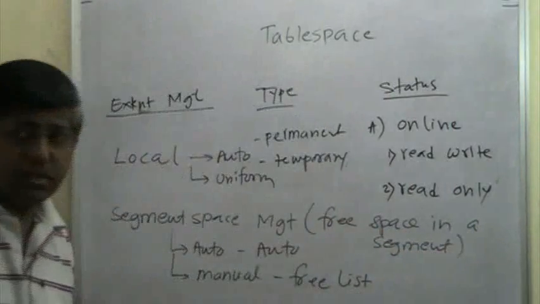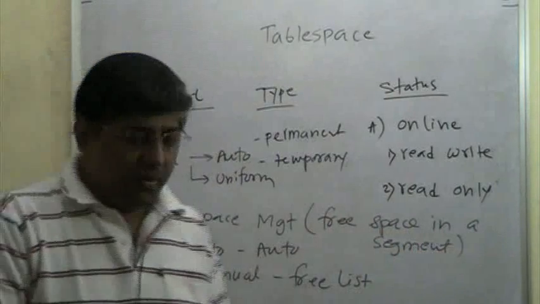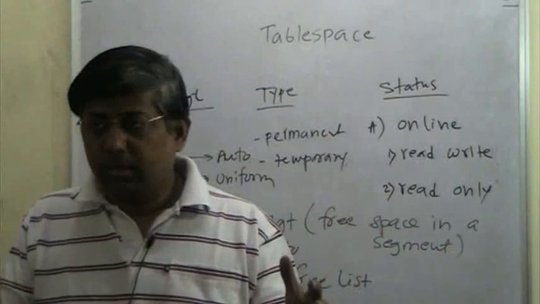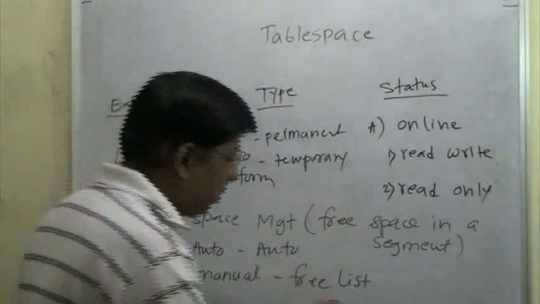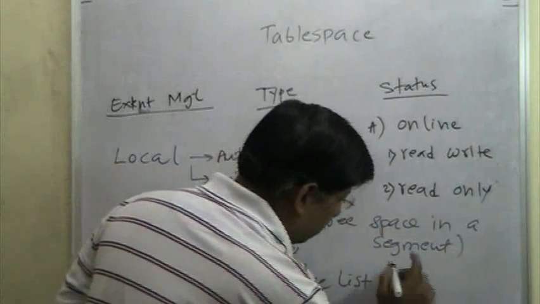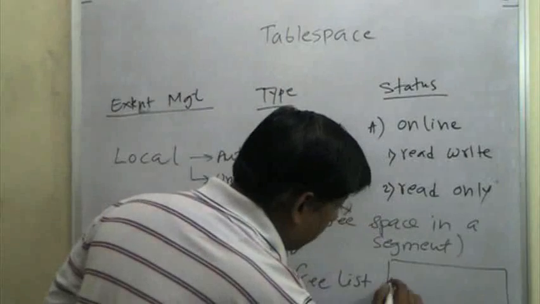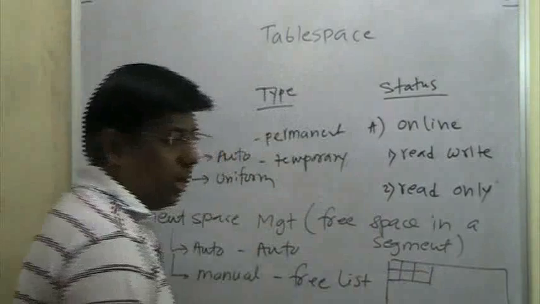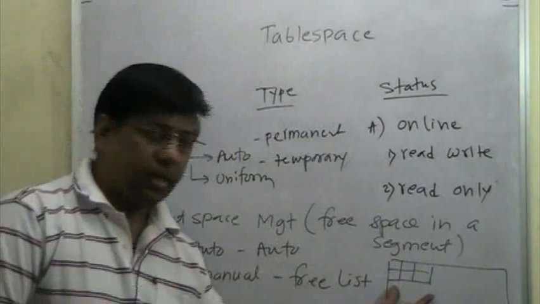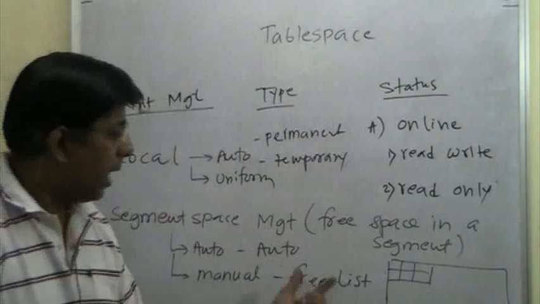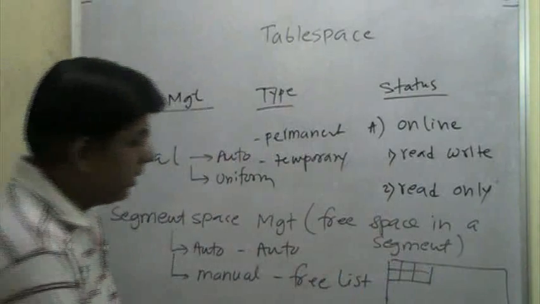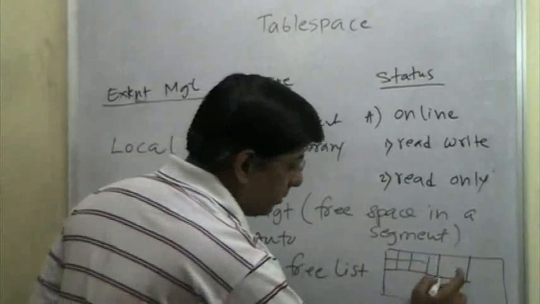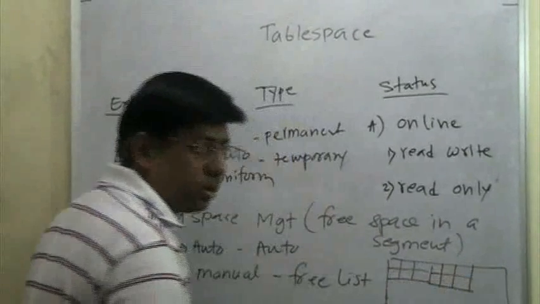Now, free space in a segment: when we have just created a table, the extent is allocated. In that extent there are blocks. So let me draw a diagram again. Okay, this is my tablespace. In that tablespace, this is my first extent. There are blocks within that extent. So the first extent is allocated for my table. As all the blocks are totally filled, a second extent is allocated, assuming that it is of uniform size, the same size, and there are blocks in that.